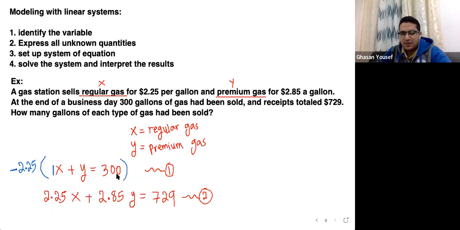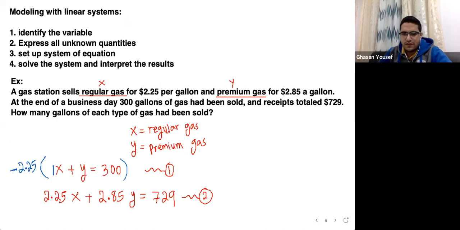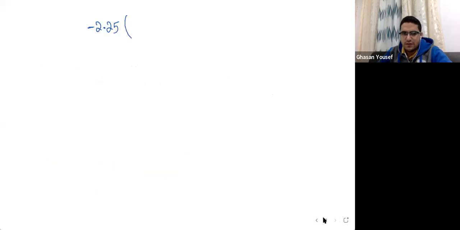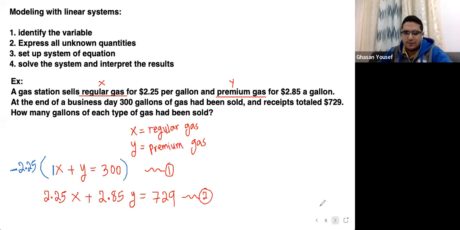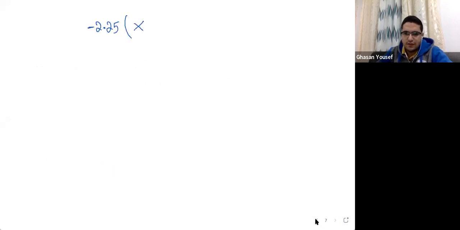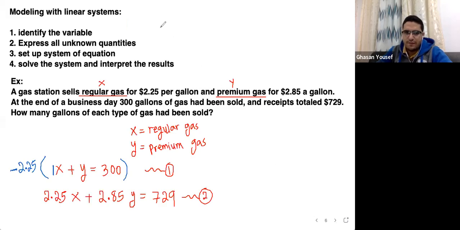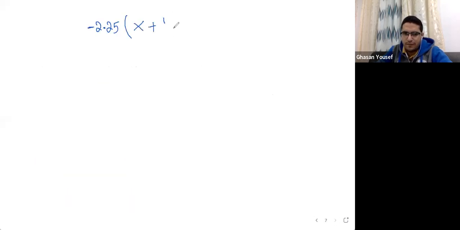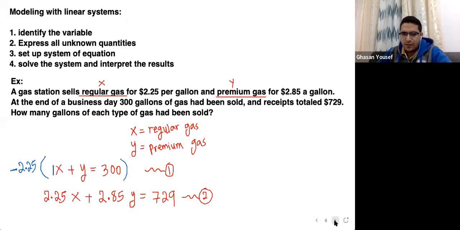I will get 0, so I will eliminate the x variable. So let me multiply all this equation by this number. I will get here minus 2.25 times x plus y equals 300.